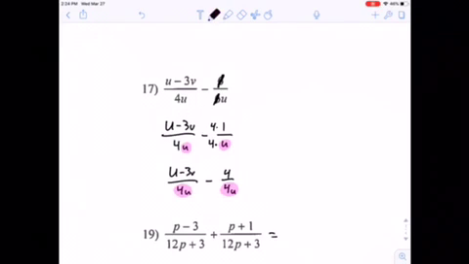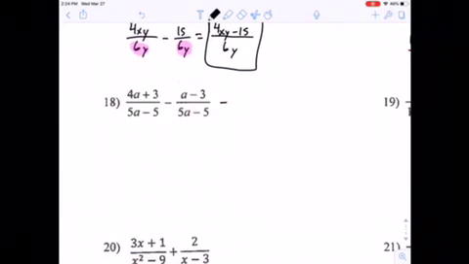Now the denominators are exactly the same. So 4u will be the denominator of our answer. And since these are all unlike terms, we cannot combine any of them. And there we go.